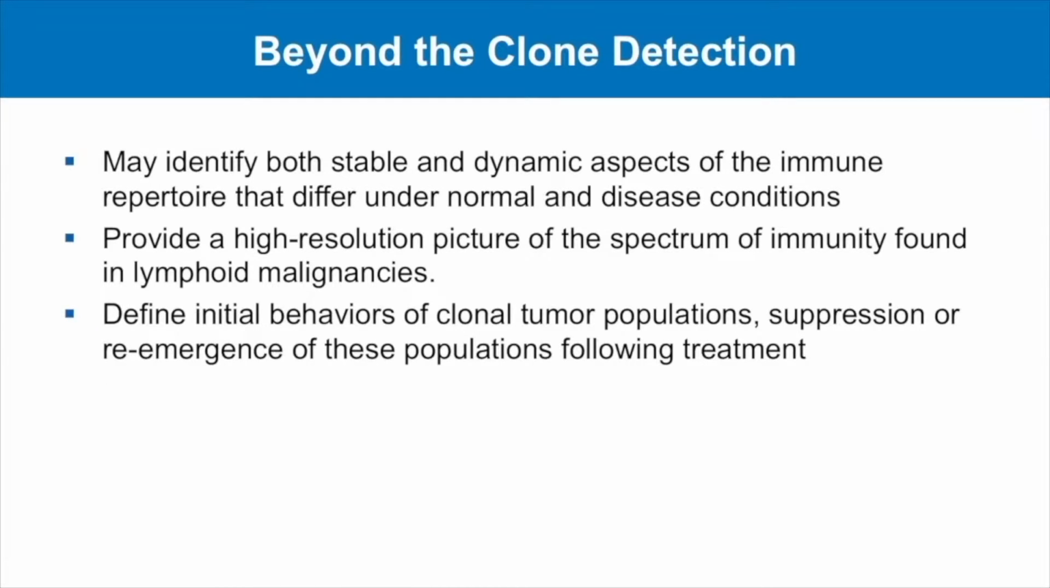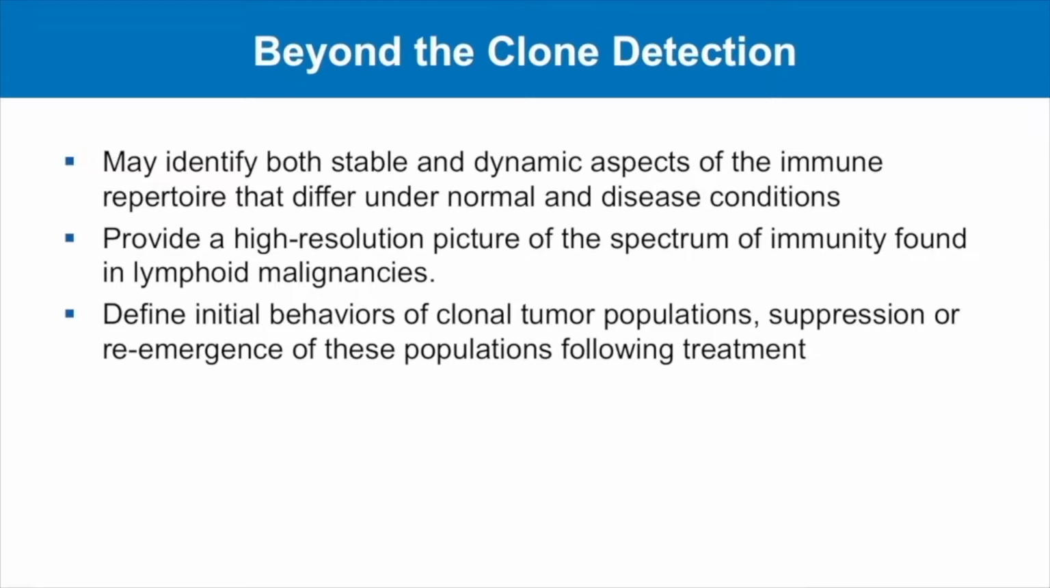But beyond the clonal detection, you may also identify both stable and dynamic aspects of the immune repertoire that differ under normal and disease conditions. So you're getting so much more information. It also provides a very high-resolution picture of the spectrum of immunity that is found in lymphoid malignancies, and it allows you to define initial behaviors of clonal tumor populations, suppression or reemergence of these populations following treatment.